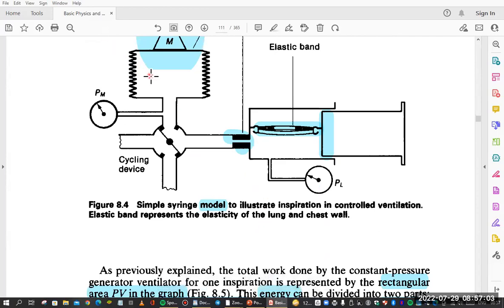This is the model where there is the constant pressure ventilator, and this is the pressure created from 0 up to whatever. Then this is the cycle system, and this represents the resistance of the respiratory tract, and this is the elastic band attached to a plunger. This plunger represents the diaphragm, and this is the pressure created inside the syringe, which is the lung. So we are resembling a normal inspiratory process, and we are removing the respiratory muscles and the chest wall in such a procedure.